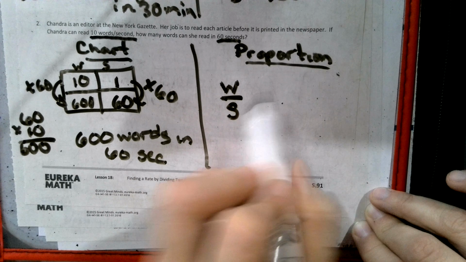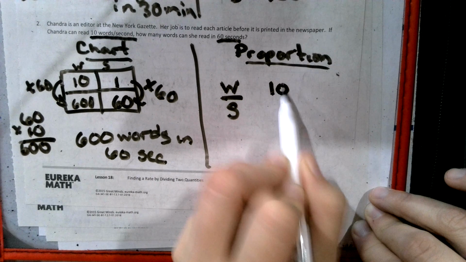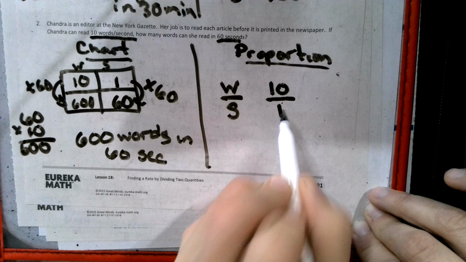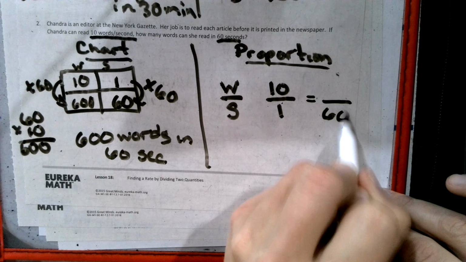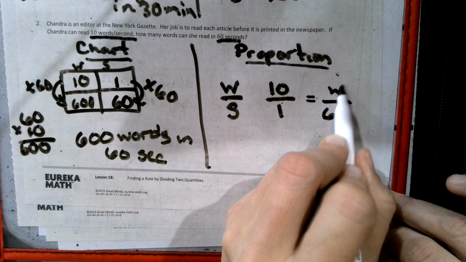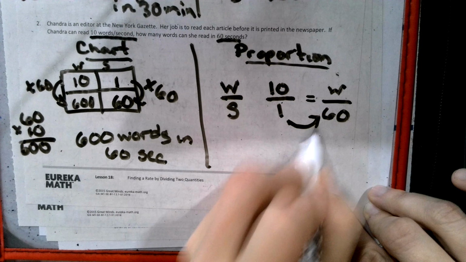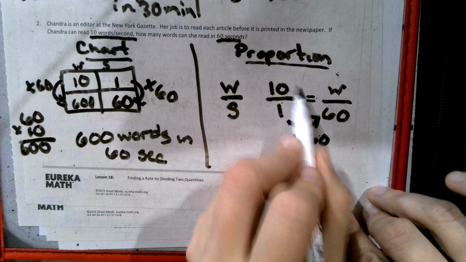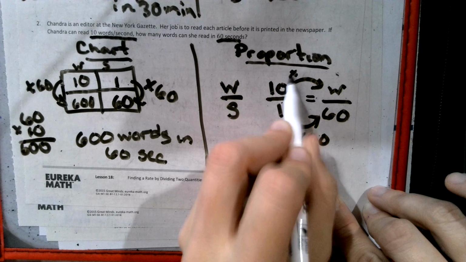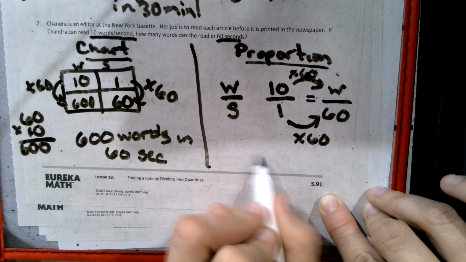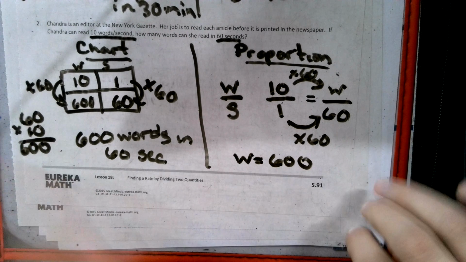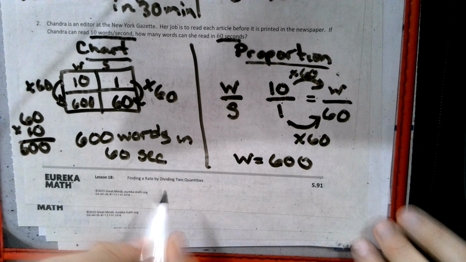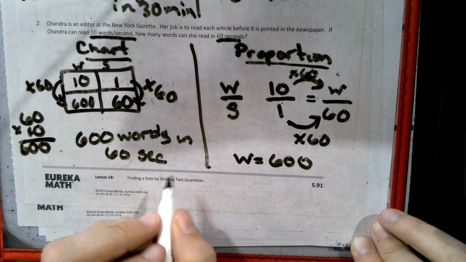That's our guide. That tells us we put the 10 words on top, seconds on the bottom. We were given 60 seconds, and we were missing the words. 1 goes to 60 by 60. So 10 times 60 would be W equals 600. Either way works. It's whatever you choose. There's more than one way to do math.